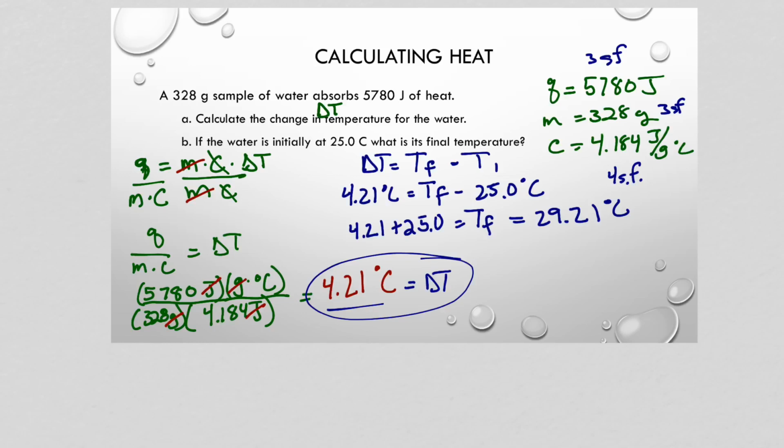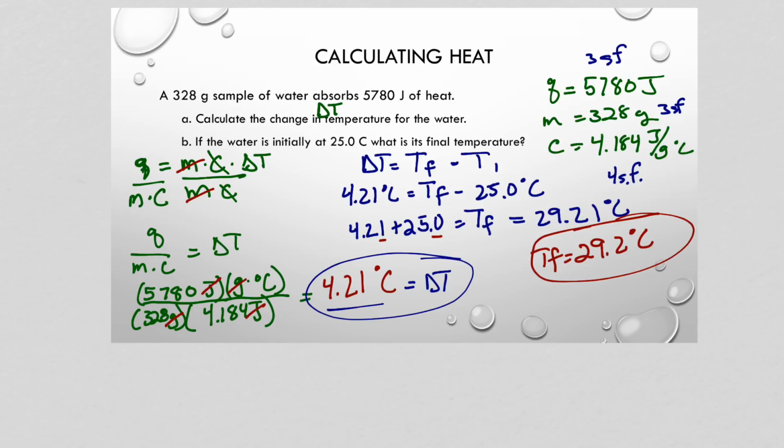Or if we think about significant figures again, since we're adding, we look at decimal places. This one goes out 2 decimal places. This one only goes out 1 decimal place, so our answer can only go out 1 decimal place. So our temperature final is going to equal 29.2 degrees Celsius.